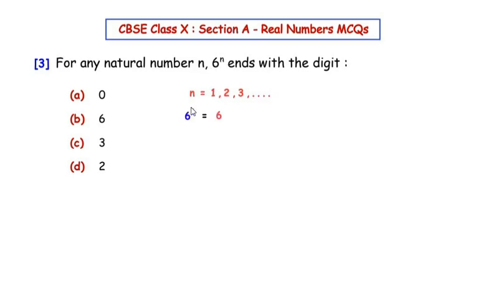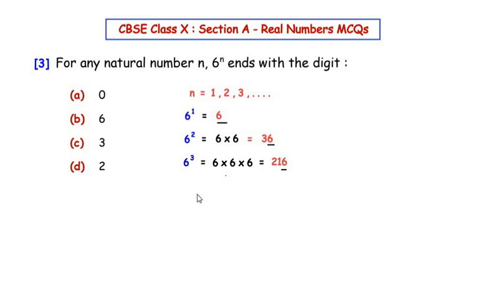So when n is 1, we get 6 to the power of 1 giving us 6. Now when n equal to 2, we get 6 to the power of 2 which is 6 times 6 and 6 times 6 is 36. Now here we can see that 6 to the power of 1 has ended with number 6. 6 raised to 2 has ended with a digit 6. Now when n equal to 3, we get 6 cube which is equal to 6 times 6 times 6. So basically this is 36 times 6 which gives us 216. So again we can see that this number is ending with 6.